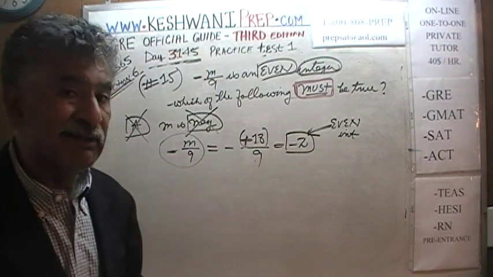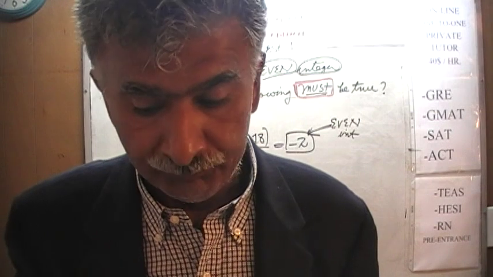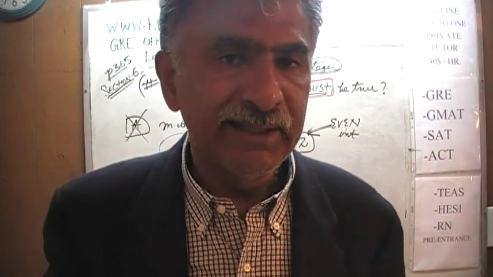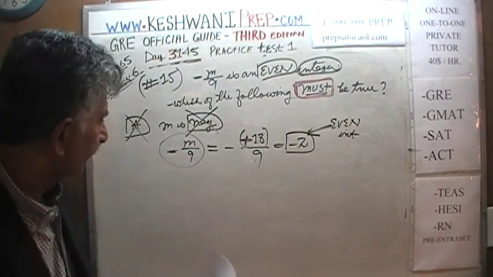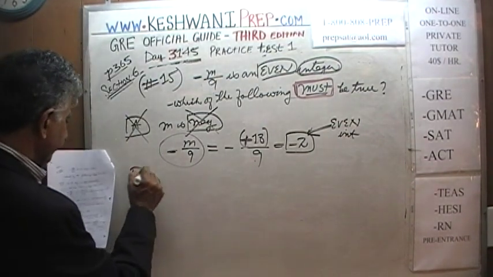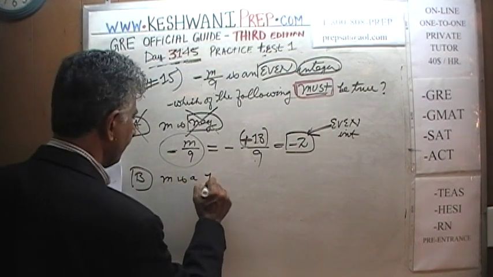So statement 1 is not true. We shouldn't say statement 1 is not true. To say that statement 1 is not true actually is a wrong claim. What we should say is that statement 1 is not necessarily true. It may be true, but not necessarily so. And we're looking for something that has to be true all the time. Let's look at statement 2. Too much talk. Statement B says m is positive.